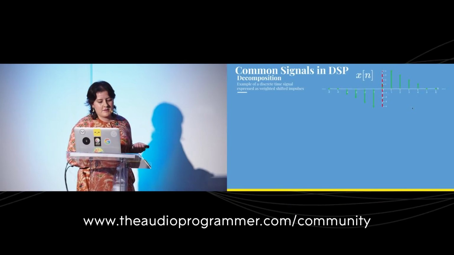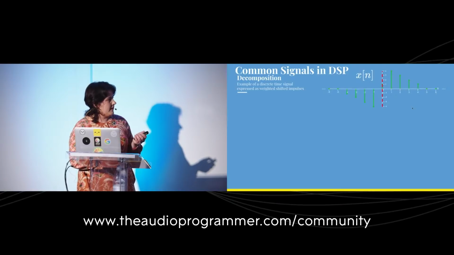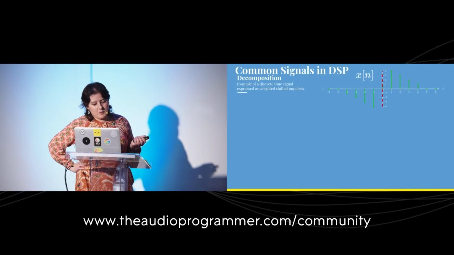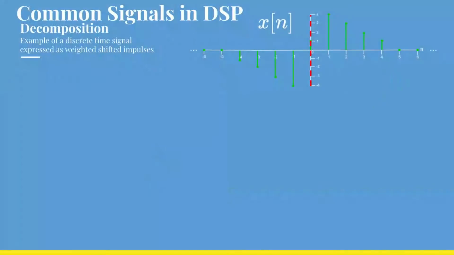Say we have an arbitrary signal x of n in the top corner here. We can decompose it into a sum of weighted shifted impulses. But before we do that, it's worth mentioning that x of n is an odd signal. And by that, I do not mean that it is peculiar. I mean that it has odd symmetry about the y-axis. This axis highlighted in red here.